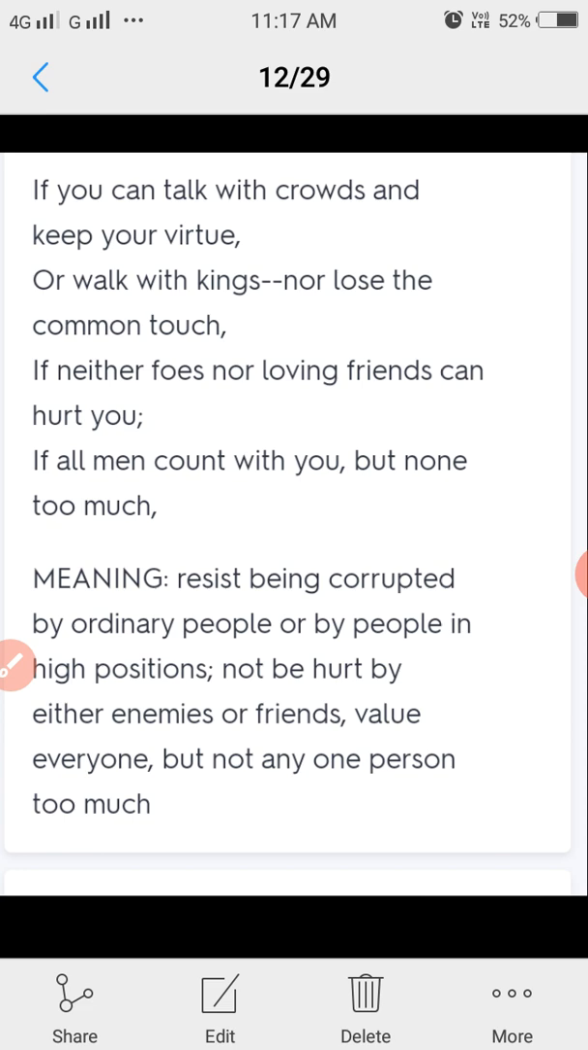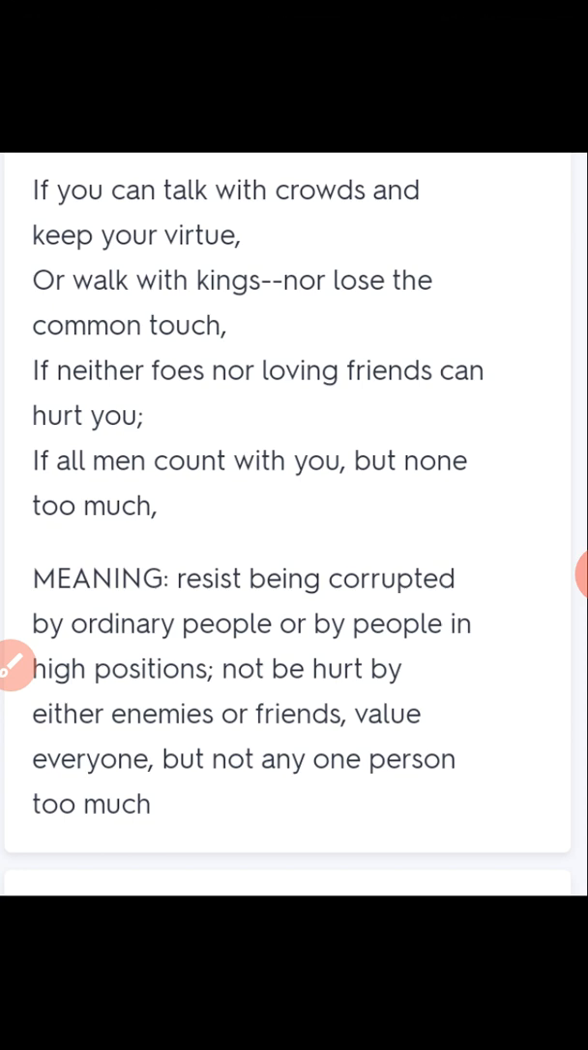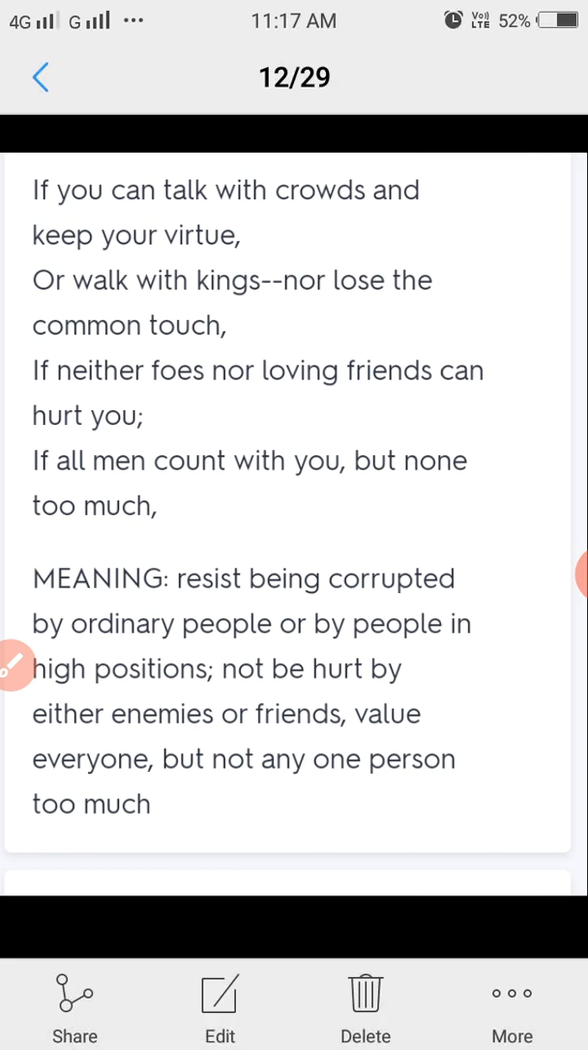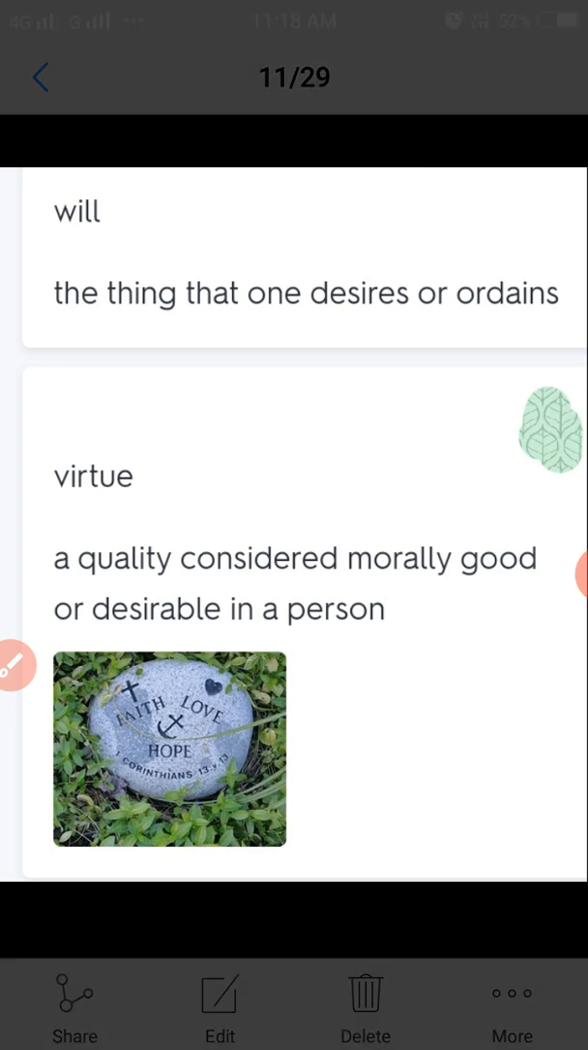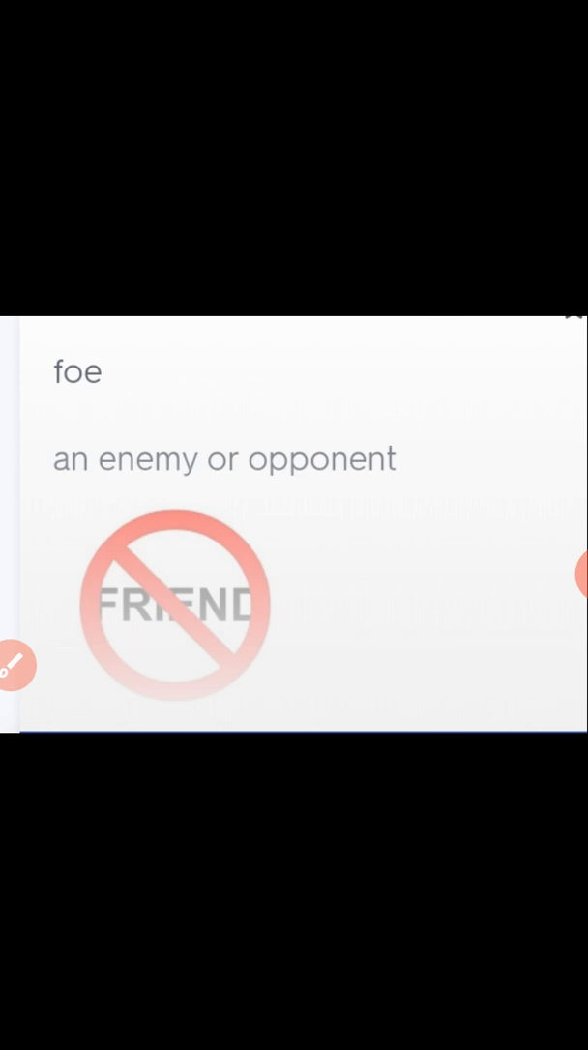See the next paragraph. If you can talk with crowds and keep your virtue, or walk with kings nor lose the common touch, if neither foes nor loving friends can hurt you, if all men count with you but none too much, meaning resist being corrupted by ordinary people or by people in high position, not be hurt by either enemies or friends, value everyone but not any one person too much. Yes, means you'll have to treat all your friends and foes, means enemies, in the same manner. Will, here's one word, will, the thing that one desires or ordains. Virtue means the quality considered morally good or desirable in a person. Foe, we all know, that is enemy. Yes.